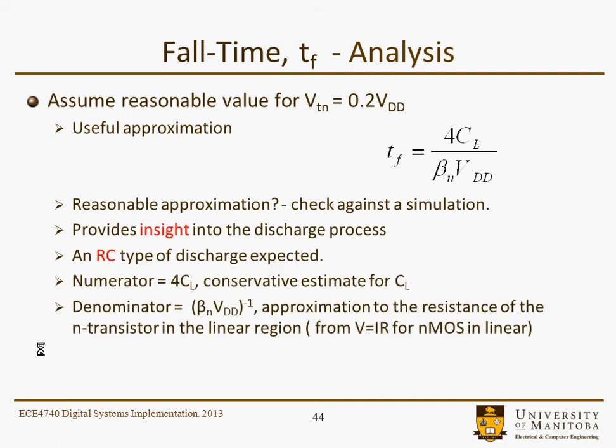It does provide some insight into the discharge process. It's an RC type of discharge, as you'd expect. The numerator, 4CL, you can think of as a conservative estimate for the load capacitance. And the denominator, beta n times VDD all to the minus 1, is a reasonable approximation for the resistance of the NMOS transistor in the linear regime. That came from the current equation you had for the NMOS transistor previously.